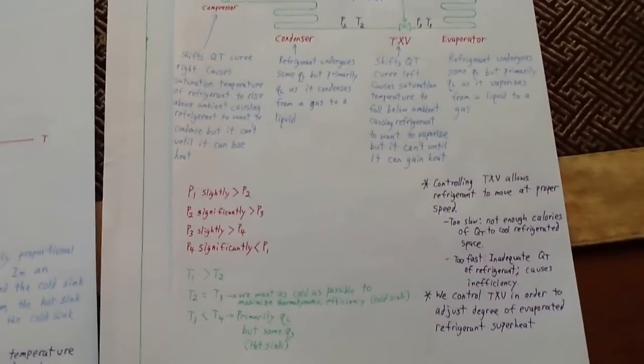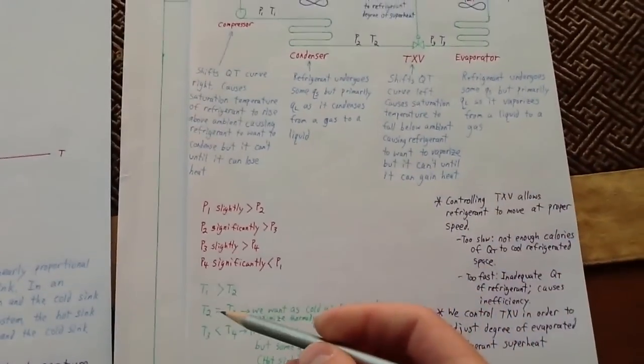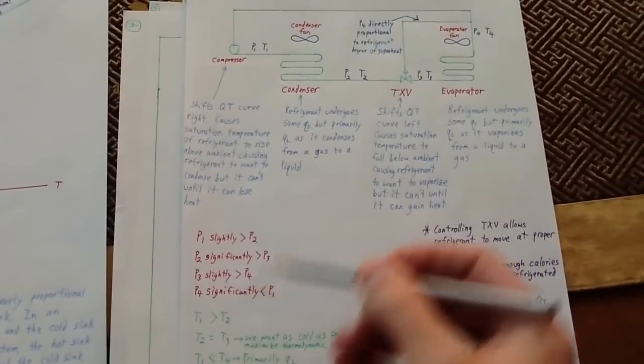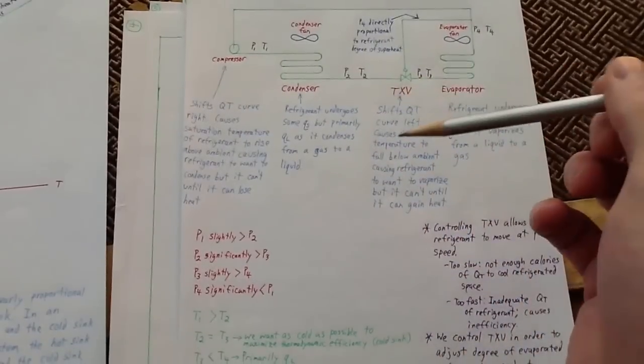Okay. Let's see. Now, T2 is roughly equal to T3. So before and after the thermal expansion valve, the temperature is roughly the same.